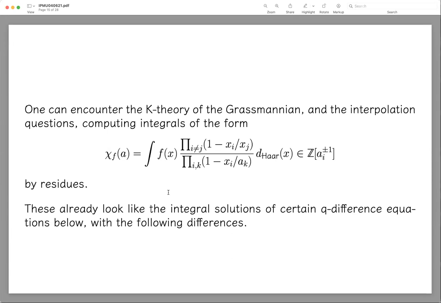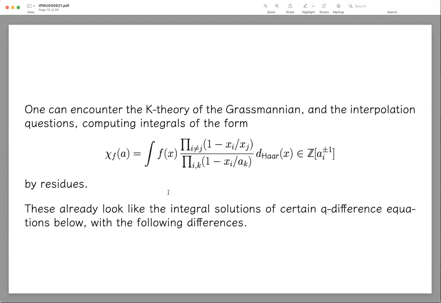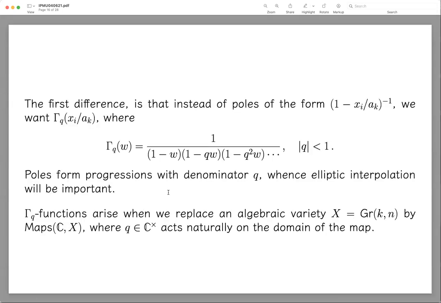And so these integrals already look like the integral that we had with that star, with the following differences. Namely, here this is an integral of a rational function, but instead we would like to have an integral that involves the q-gamma function. And the way to define the q-gamma function is a product like that. And so instead of having a single pole in an integral, it gives a geometric progression of poles with denominator q.